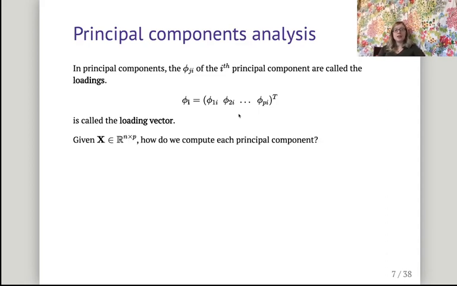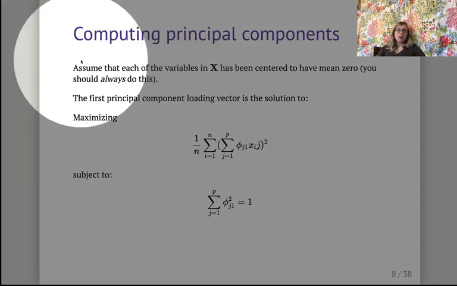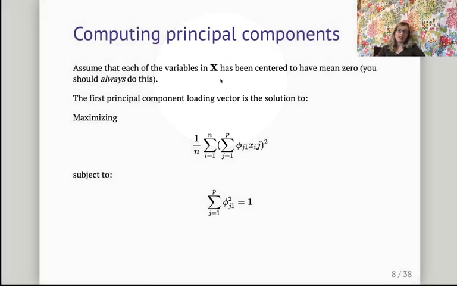So, given our data, how do we actually compute each of these principal components? We'll make an assumption here, and I'm going to assume that each of the variables in x has been centered to have mean 0. We'll also scale each of them to have standard deviation 1, forcing all of the variables in x to essentially have the same units. So essentially, we'll compute z-scores for each of our variables.